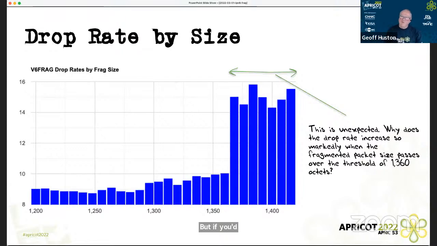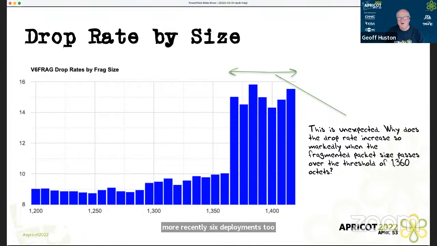But this one is the one that's kind of got me scratching my head, and I'm not just looking for spare hair. I haven't got any to spare, but why? Oh, why? At just around 1360 octets, does the drop rate, which was around 9 to 10%, suddenly become 16%? Wow.